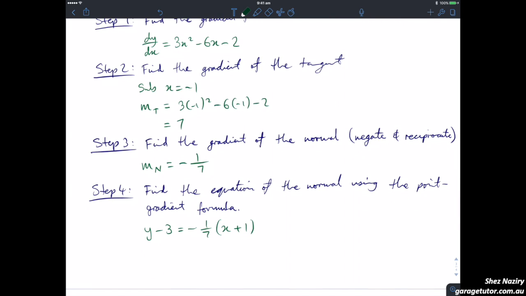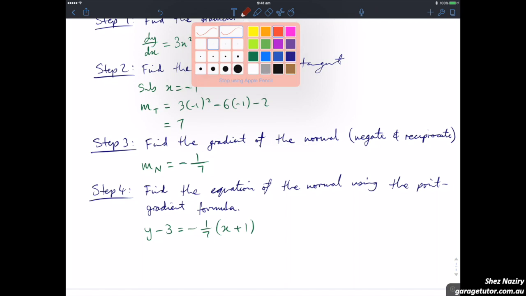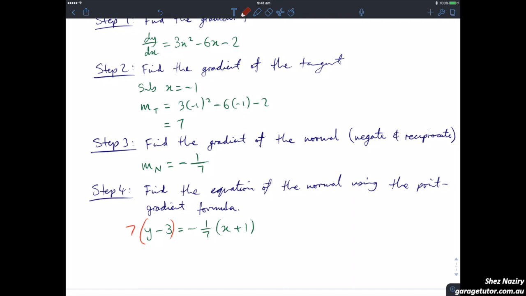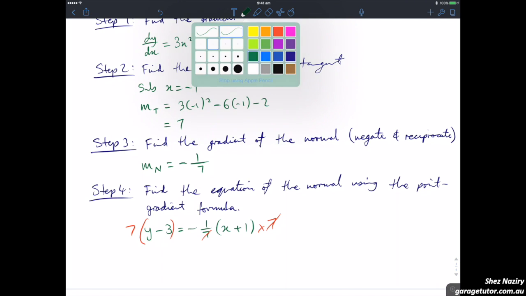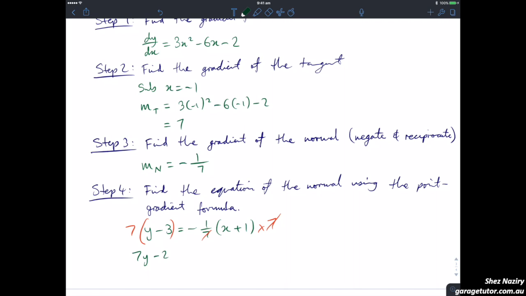So I'll multiply both sides by 7. What I do is I multiply this side by 7, and I multiply this side by 7. But what happens is that the 7 cancels out straight away. Okay, so we get 7y minus 21.